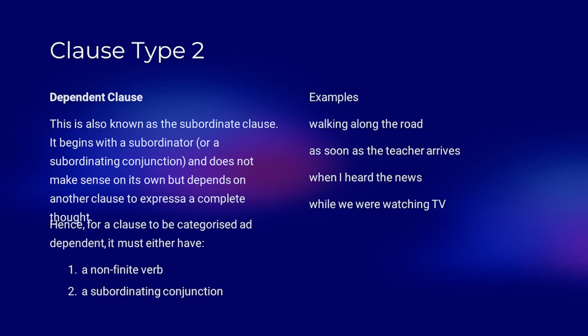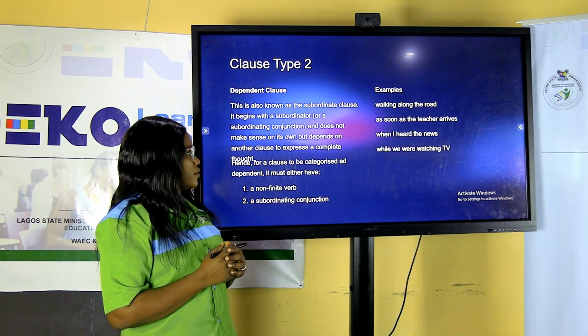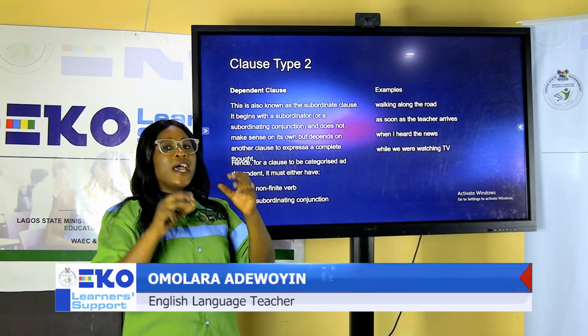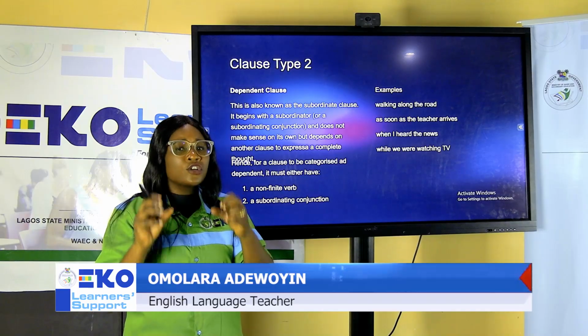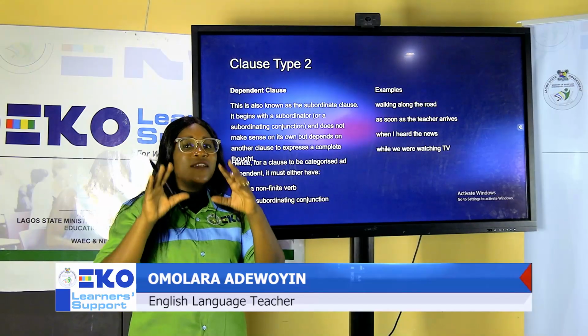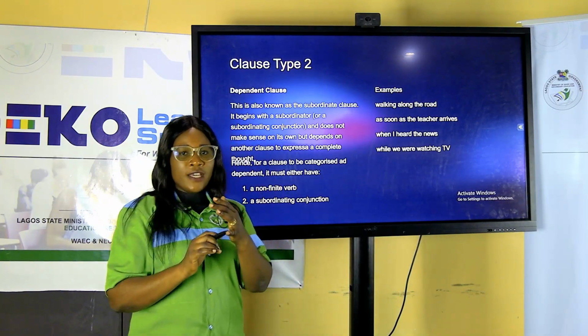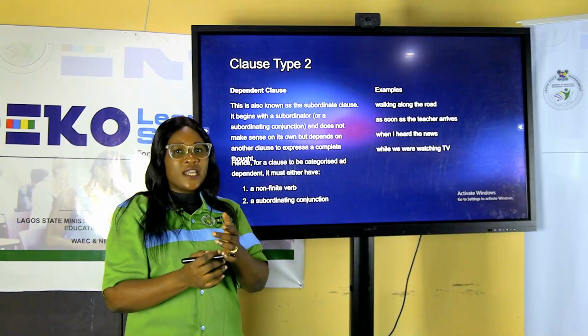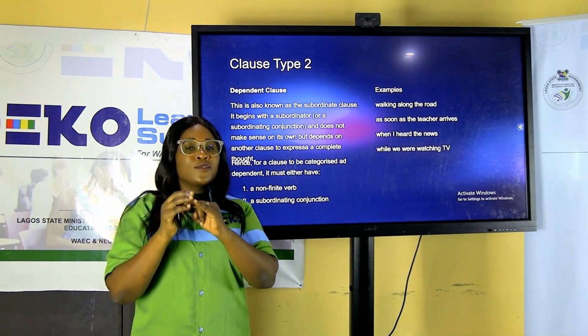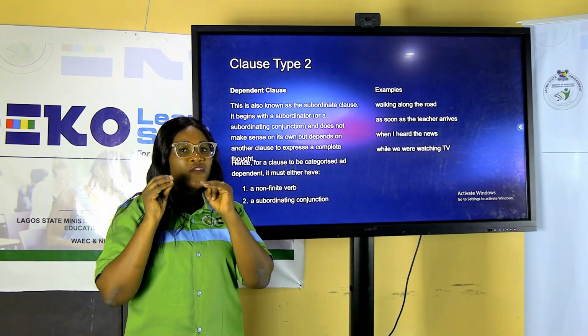Hence, for a clause to be categorized as a dependent clause, it must have either a non-finite verb or a subordinating conjunction. For it to be a dependent clause, it is either introduced by a subordinating conjunction or by a non-finite verb. Remember, we said that non-finite verbs cannot agree with the subject, and also they cannot be marked for tense. When those two things happen to a verb, then it is not a finite verb.